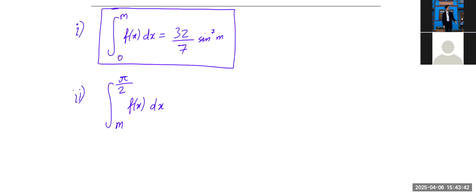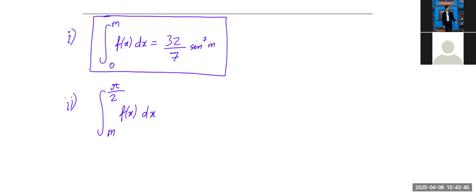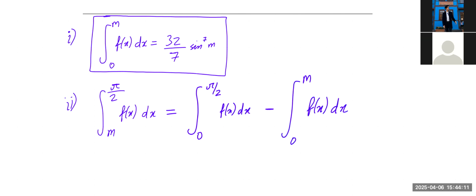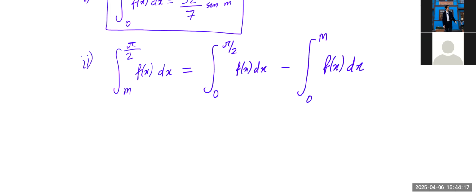But here's the trick. This is general knowledge, by the way. If you have any integration like this, you can actually break it down into two separate integrals by doing this. You can go from 0 to pi over 2 of f of x and then subtract from that 0 to m of f of x. So this is something you can do. Why is this true? You know the whole situation with integration giving you area, right? That's exactly what I just thought of. Nice, smart.